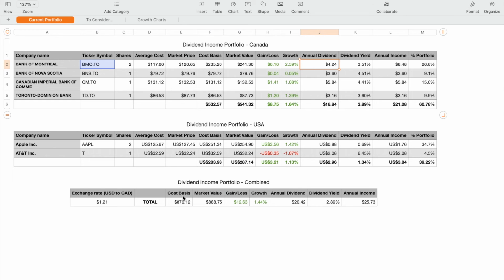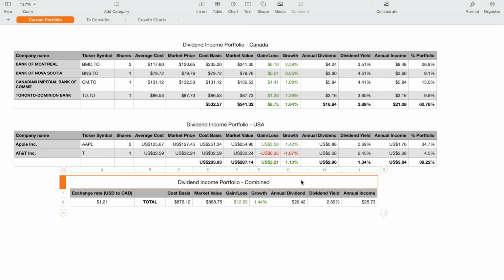And another thing here, and I sort of mentioned this table over here, the dividend income portfolio table, the combined one. It just combines everything together, so it calculates the annual dividends here. It essentially exchanges the US dollar to Canadian dollars using the exchange rate, which is yesterday's exchange, or the last business day's exchange rate. And then it tells you what your cost basis is, what the market value is, and based on that calculates the gain, loss, and the growth, and also sums up the dividend and tells you how much you make a year with all your shares combined.